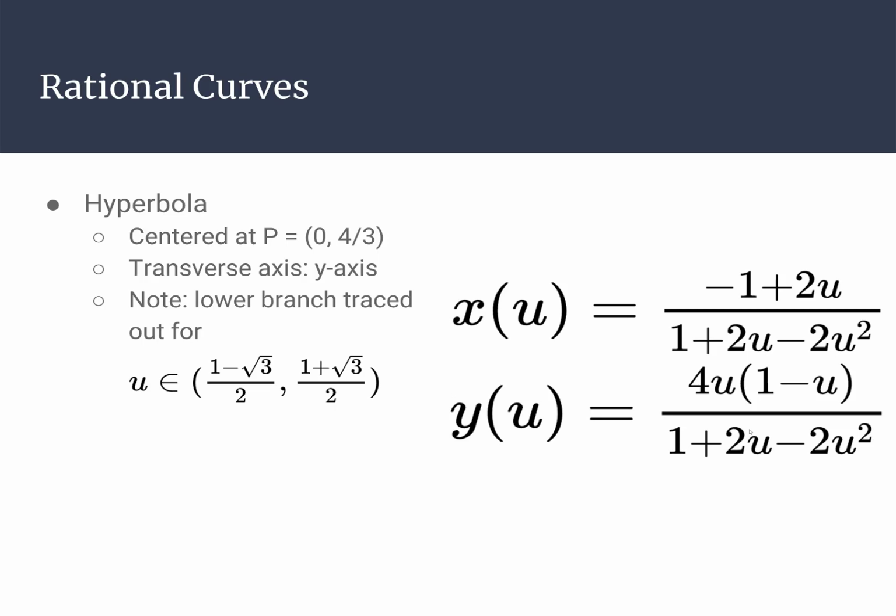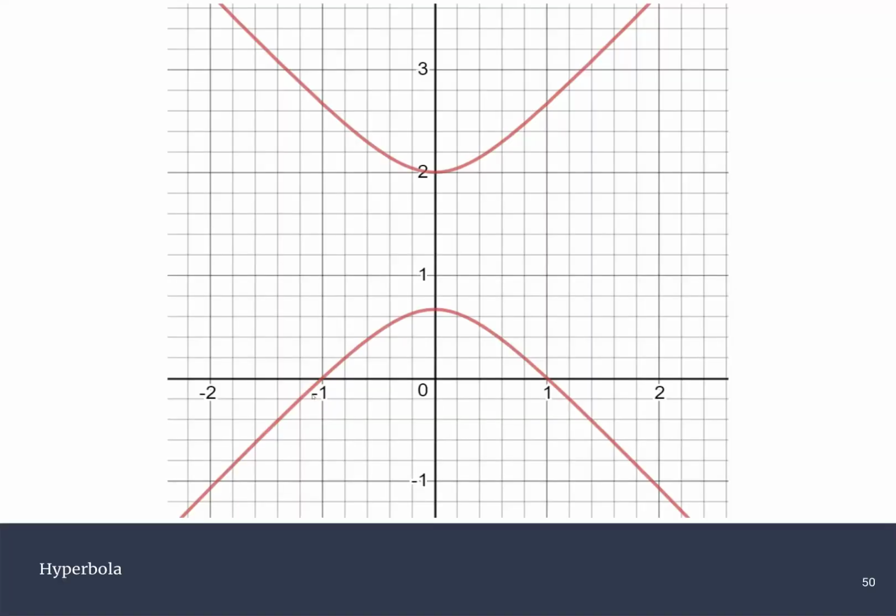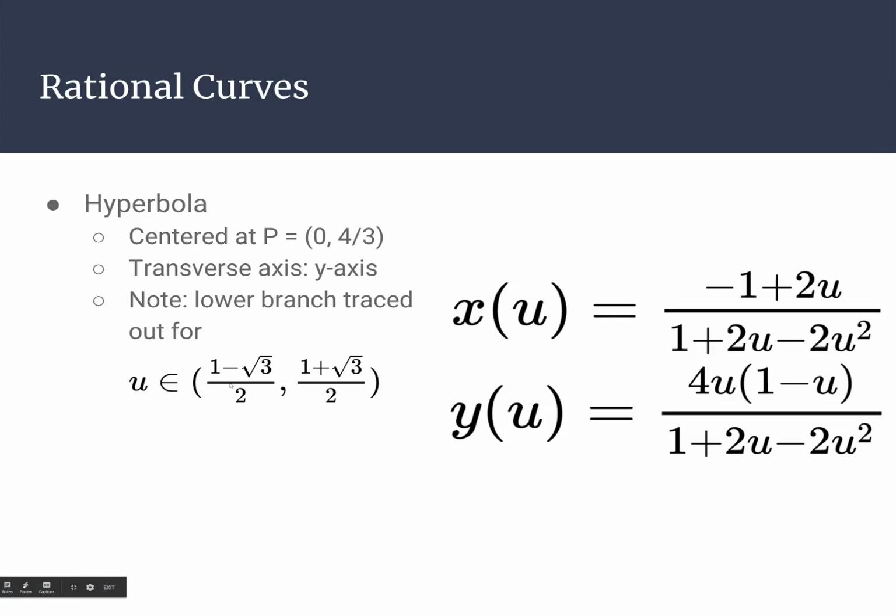A key point to note is that for the bounds 1 minus square root of 3 over 2 and 1 plus square root of 3 over 2, that is where the lower branch is traced out. And you can see that occurs right there. So if one just wanted to trace out the lower part of the curve, one could bound u by these two values.